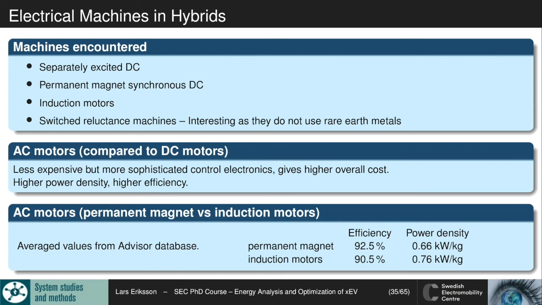So when looking at AC motors and looking at those that are available in the ADVISOR database, the permanent magnet motors have an efficiency of 92.5% and a power density of 660 watts per kilogram, while the induction motors have lower efficiency, but they are a little bit more compact. So if weight is an interesting part, then that's it, and if efficiency is the dominating thing, then that's the selection.